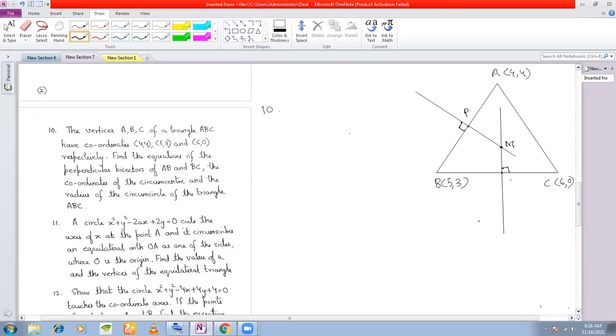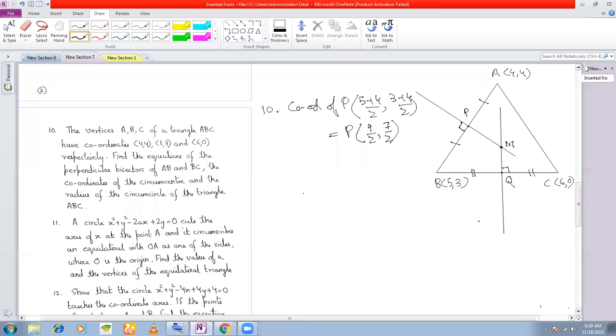So let's call this point P, this point Q. So that means BP must be equal to AP because this is a perpendicular bisector, and this must also be equal to this. Okay. So we can find out the coordinates of P. What are the coordinates of P? 5 plus 4 by 2, midpoint formula, and 3 plus 4 by 2, which is equal to P (9 by 2, 7 by 2).